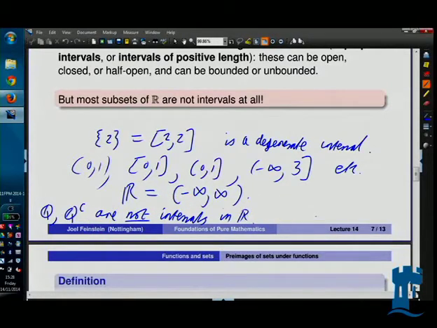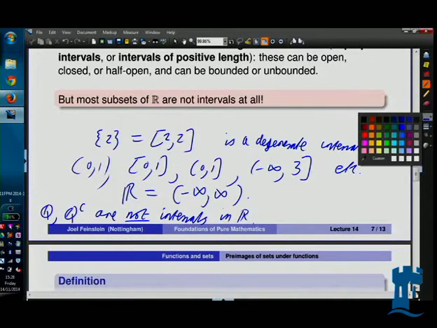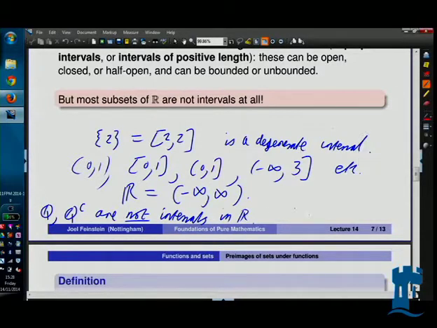Of course, you don't have to be that nasty. Even a union of two intervals that don't touch each other, well, 0, 1 union 3, 4 is definitely not an interval. It's a union of two intervals, but it's not an interval because it is missing some of the points in between 1 and 3. Sorry, not 1 and 3. 1 isn't in. But between 1/2 and 3, there are plenty of points missing, so it's not an interval.